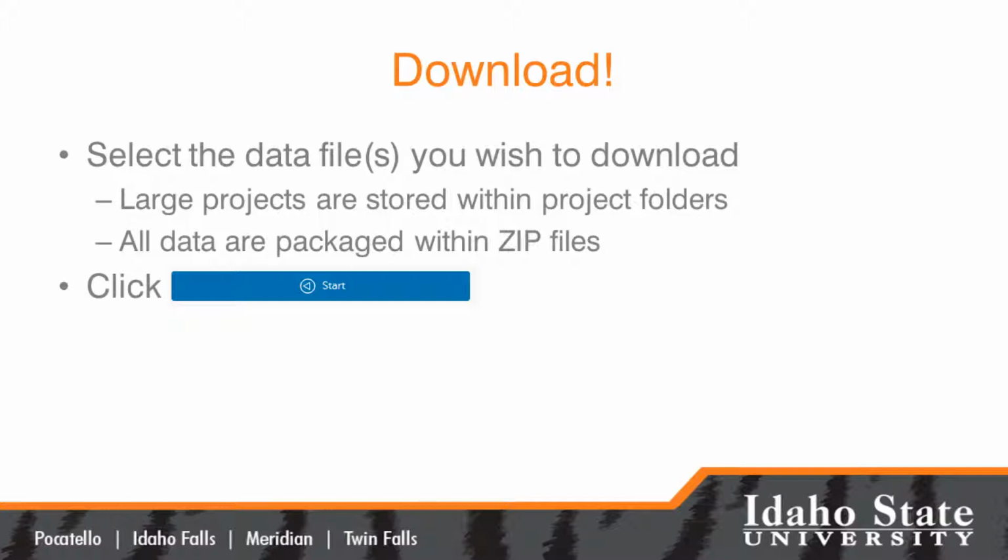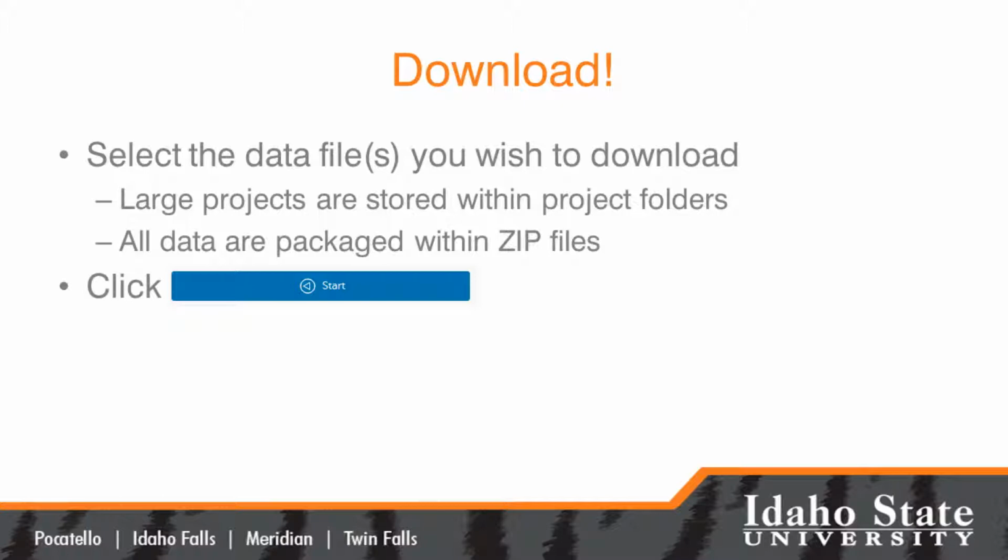Okay, then you're going to download. Select that, dig all the way into it, select the data file that you wish to download. All those large projects, or the largest of the projects, are stored within folders. You can download a whole folder. You can go into a folder and just download a zip file or two, or whatever you want. Once you find what you're looking for, then simply click on the Start.